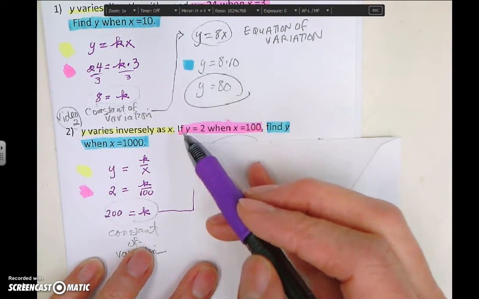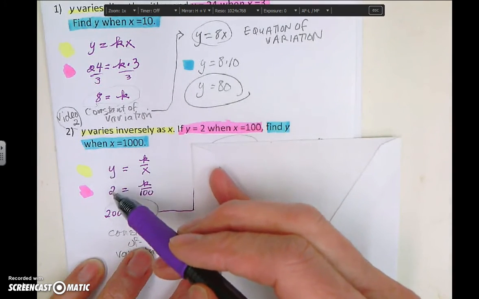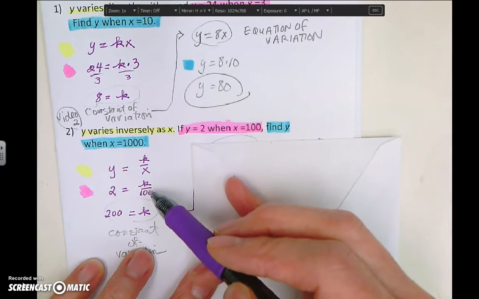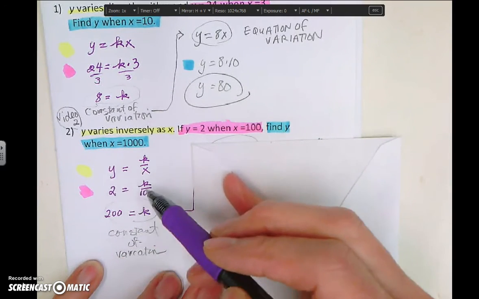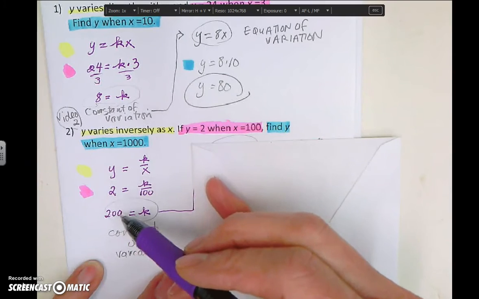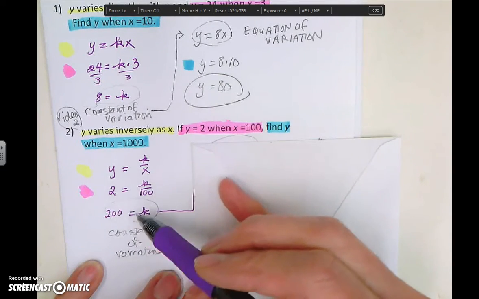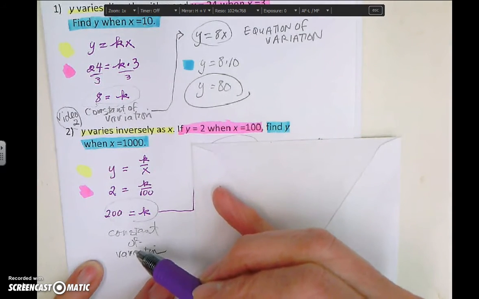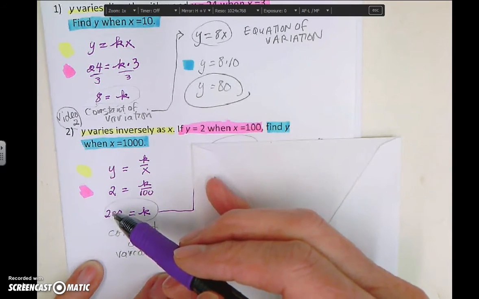Then we have the statement that y is 2 when x is 100, so we put a 2 in for the y, and we put 100 in for the x. And then we solve it and multiply 100 times 2 and get 200 is equal to k. So again, this is called the constant of variation. So the constant of variation is 200 for this particular problem.